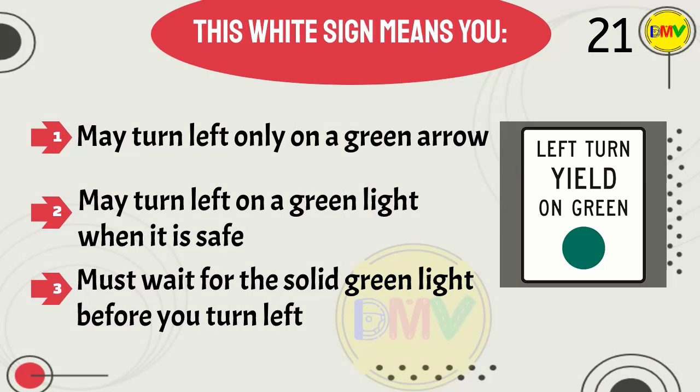Question 21. This white sign means you: 1. May turn left only on a green arrow. 2. May turn left on a green light when it is safe. 3. Must wait for the solid green light before you turn left.